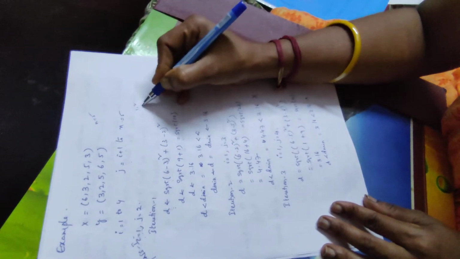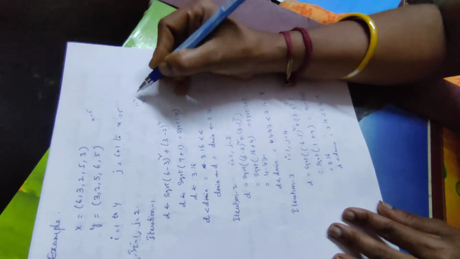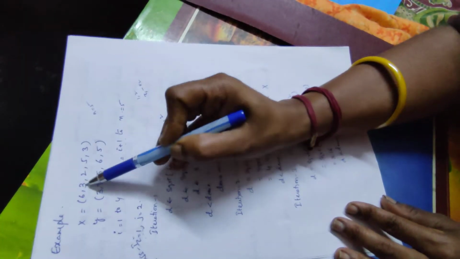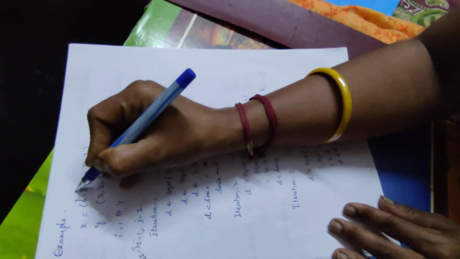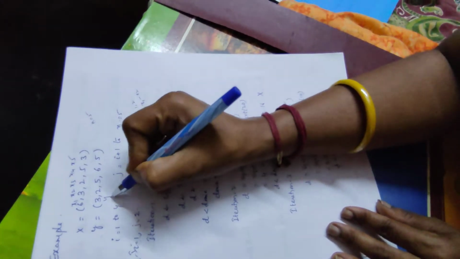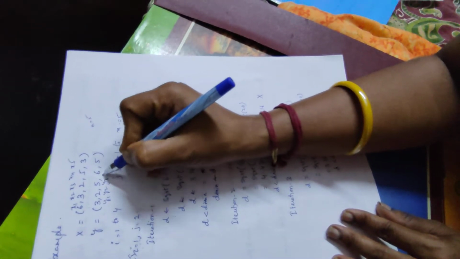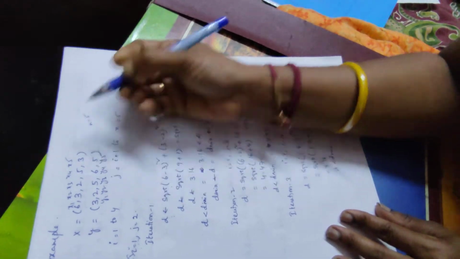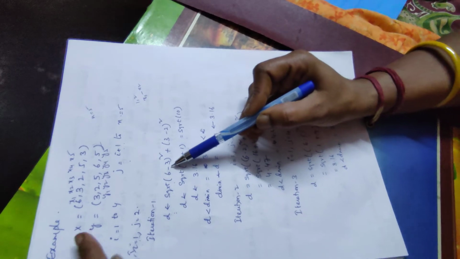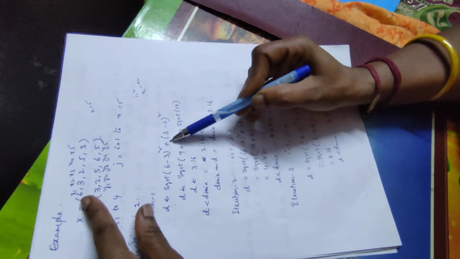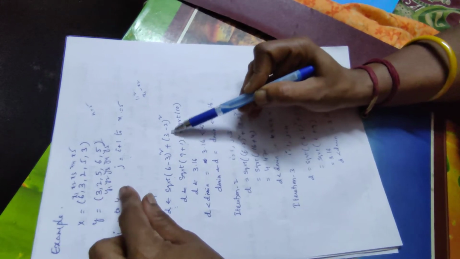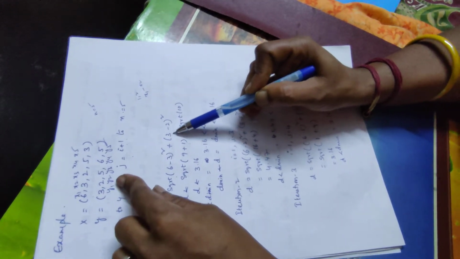So I will take xi is x1, xj is x2. See, this is x1, x2, x3, x4 and x5, and these are y1, y2, y3, y4 and y5. So simply, see, x1 minus x2 whole square: 6 minus 3 whole square, plus y1 minus y2, that equals 3 minus 2 whole square.